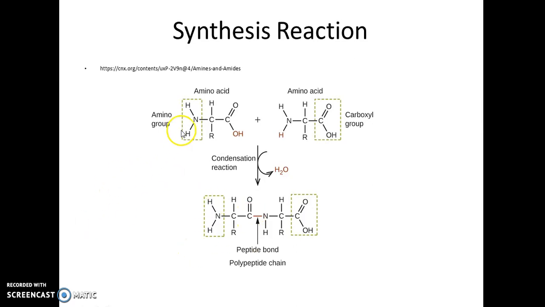And right here we have the carboxylic acid group. We have the amino group here. This is OH, this is H. OH and H forms H2O, and we form a bond between the carbon of the carboxylic acid and the nitrogen of the amino group. And that bond has a special name. Like the glycosidic bond, it is called a peptide bond. So we can form polypeptide chains by forming many different peptide bonds through a synthesis reaction.